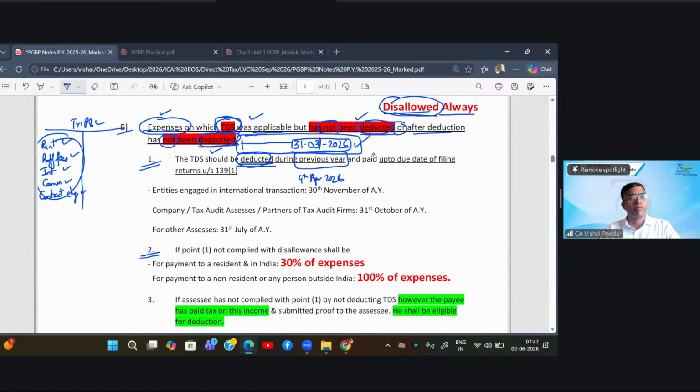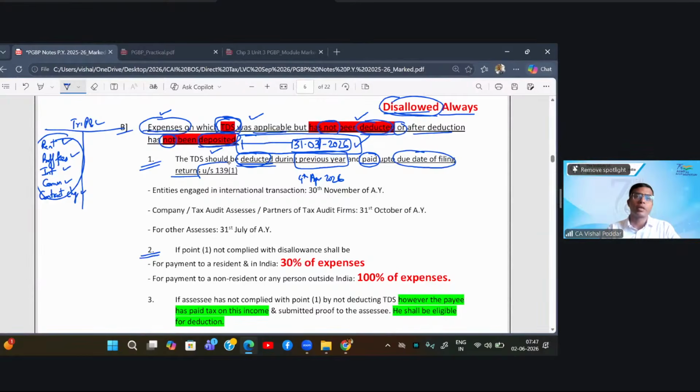This TDS you have to deposit with the government. You should deposit it. Again, there is some timeline given in the TDS chapter for depositing the TDS. We are not following the timeline in PG. We have given our own timeline. What is the timeline? You should have paid this TDS to the government by your return filing due date.